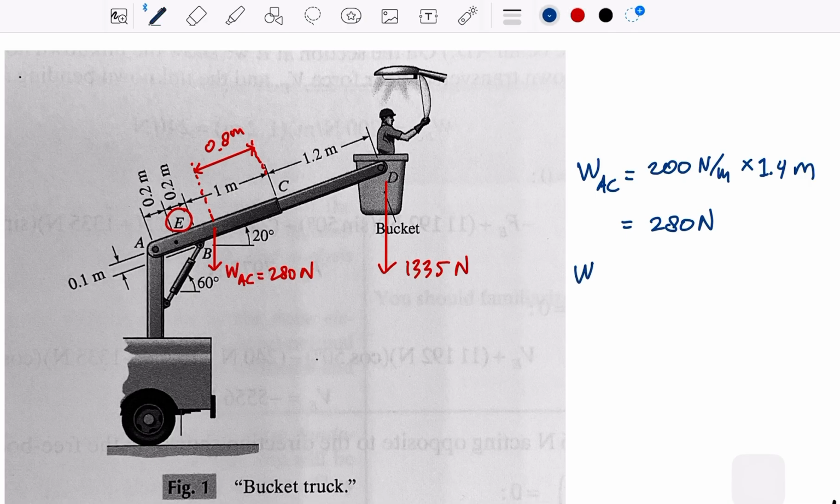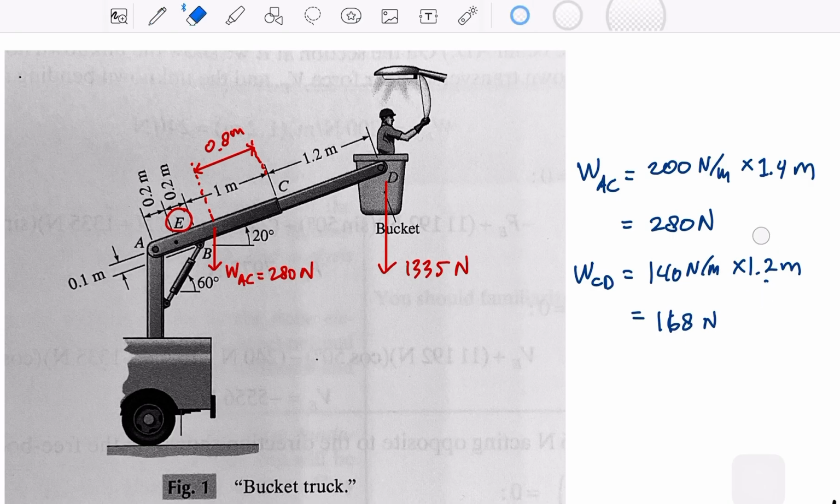And then the other weight is WCD. WCD is 140 Newton per meter multiplied with 1.2 meter. It's going to be 168 Newton. And then the same, we need to put it at the middle of this 1.2, so this will be maybe around here.